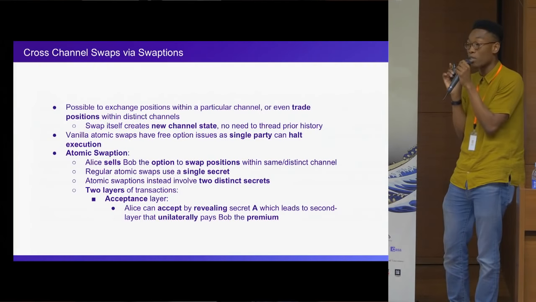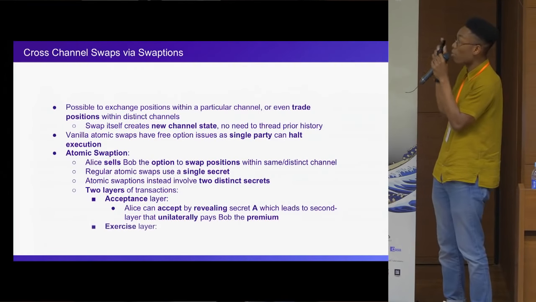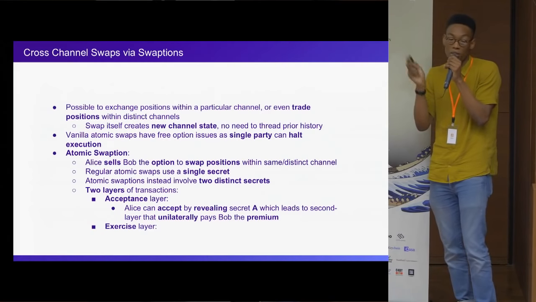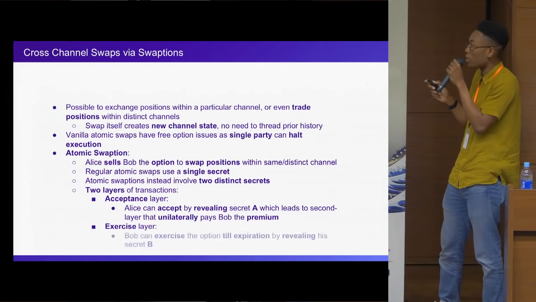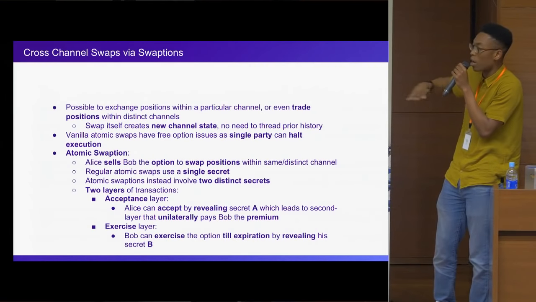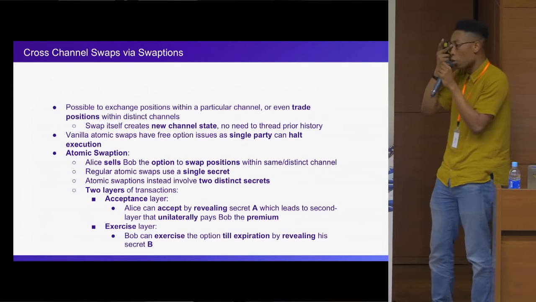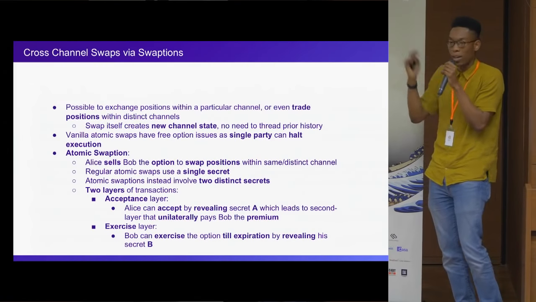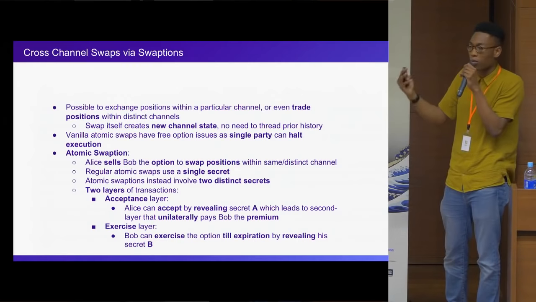Because at this point, Alice has already been compensated. Bob paid the premium to actually enter the swap, and now she's been compensated, so it doesn't really matter. He can go forward with it. And then we have the final exercise layer, and Bob can go through and reveal secret B. So this is pretty cool because you can basically do a swaption for anything, like swaps, channel acceptance, whatever else you want.